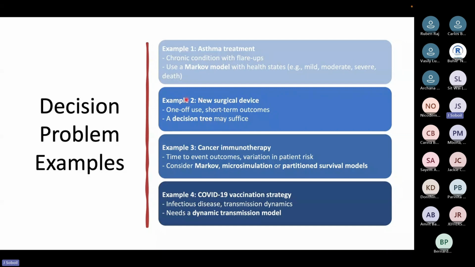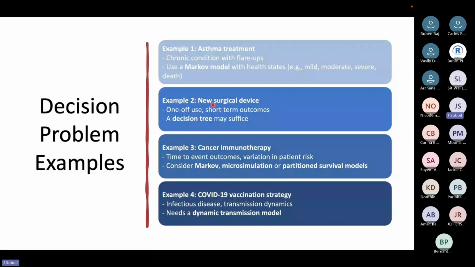So a new surgical device, for example, a new diagnostic device or something like that. Here, a decision tree really shines, and it's much better to just have a simple yes/no outcome type decision tree for something like this.